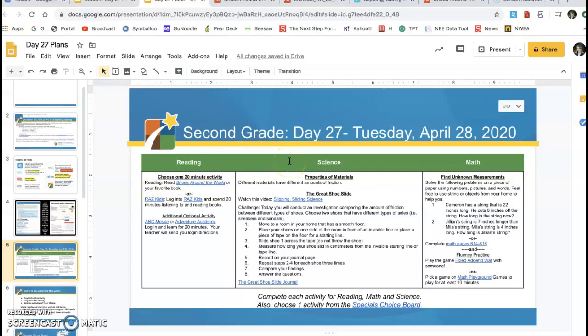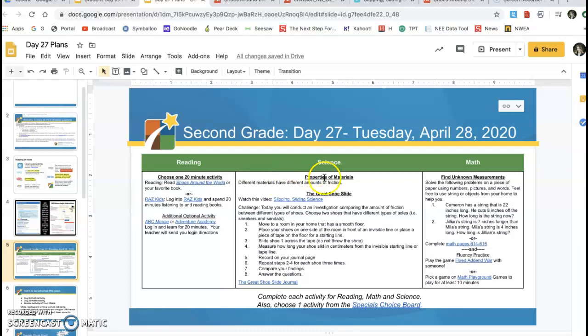Then for science, we're talking a little bit more about properties of materials. And today specifically, we're talking about how different materials have different amounts of friction. And we talked a lot about friction in our nonfiction writing unit, actually, because the focus was around force and motion. So they should know what friction is. If they don't, just give them a little quick review. It's surfaces working against each other, causing them to stop. It causes heat and resistance.